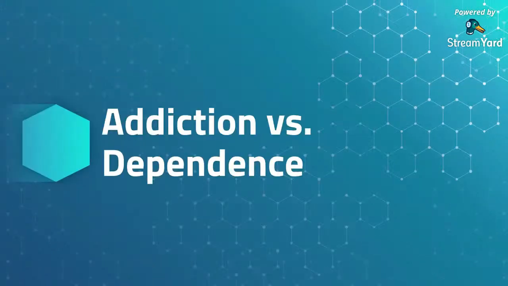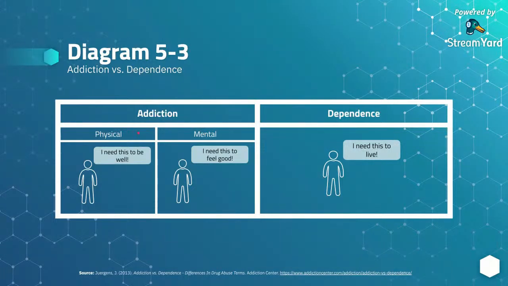Now, what's the difference between addiction and dependence? This diagram summarizes that. There are 2 different types of addiction, physical and mental, while there's only one type of dependence. Addiction is a reliance on a substance for pleasurable feelings. Physical addiction means that your body needs it to feel well. Let's say that you drink alcohol. If you were addicted to alcohol, you would keep drinking because it makes your body feel better. Mental addiction, by comparison, is when your brain needs a substance to feel good. If you drink alcohol or use social media and you're addicted, then your brain needs you to do so in order to feel good.